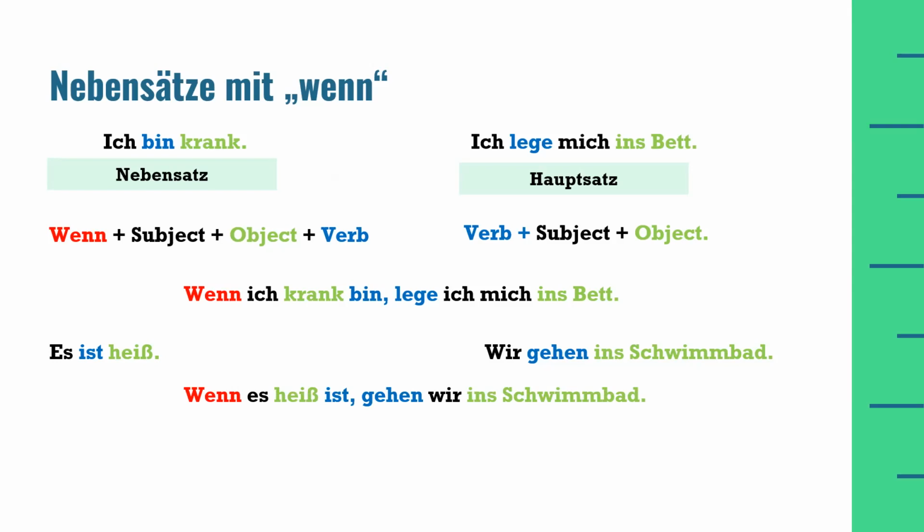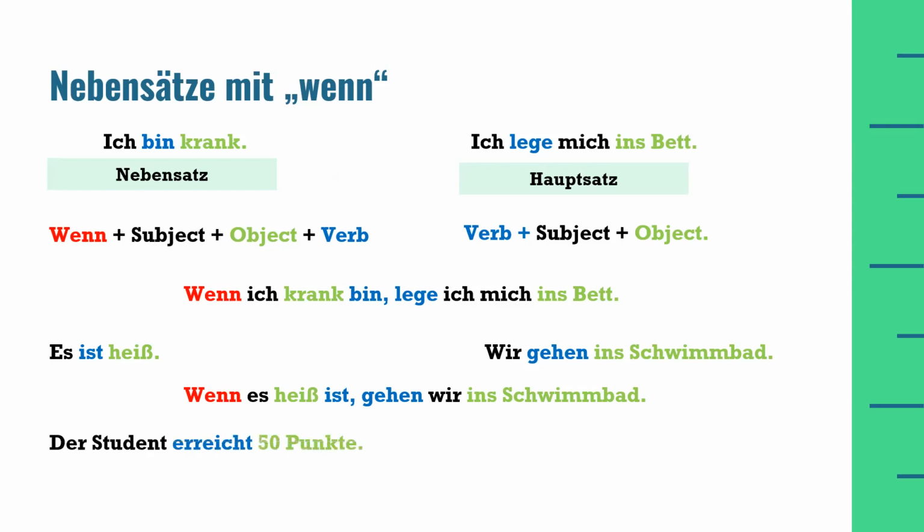Again, wenn is the starting point, then comes es, heiß, and then comes the verb of the sentence at the last position of Nebensatz. And verb again here is sein, but for es as subject, the conjugation of sein is ist. We put comma and give a space, then we start the Hauptsatz. Hauptsatz will start with the verb, which is gehen in this case, and the subject of Hauptsatz is wir. So for subject wir, gehen remains gehen. Ins is again short form of in das, and Schwimmbad means swimming pool.